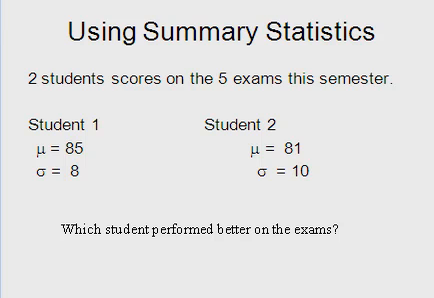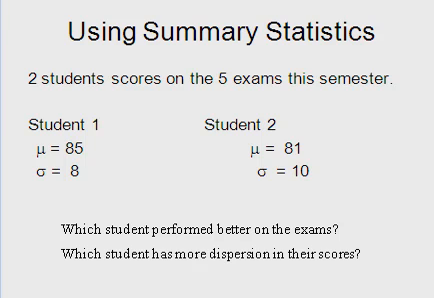Well, if better indicates a higher typical value on the exams, and our measure of a typical value is the mean, then to answer this question you would want to focus on which student had the higher mean. You would say, oh, student 1 had a mean of 85, a higher mean score. That would be the proper way to evaluate that.